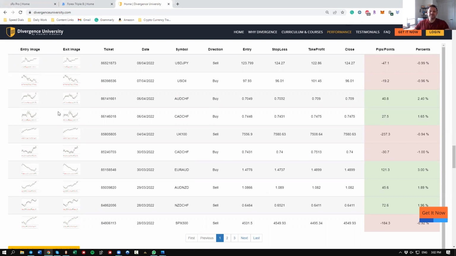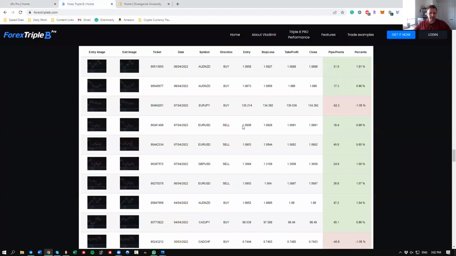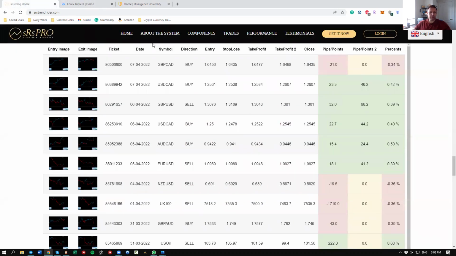So does that mean the strategy doesn't work? Absolutely not, because the name of the game here is statistics, probabilities, and risk reward, especially for divergence trading. Because if we trade the Forex Triple B and SRS at an average 1-to-1 risk reward for trades, you can see that Triple B had a very solid trading week last week. SRS was a nice solid week as well.